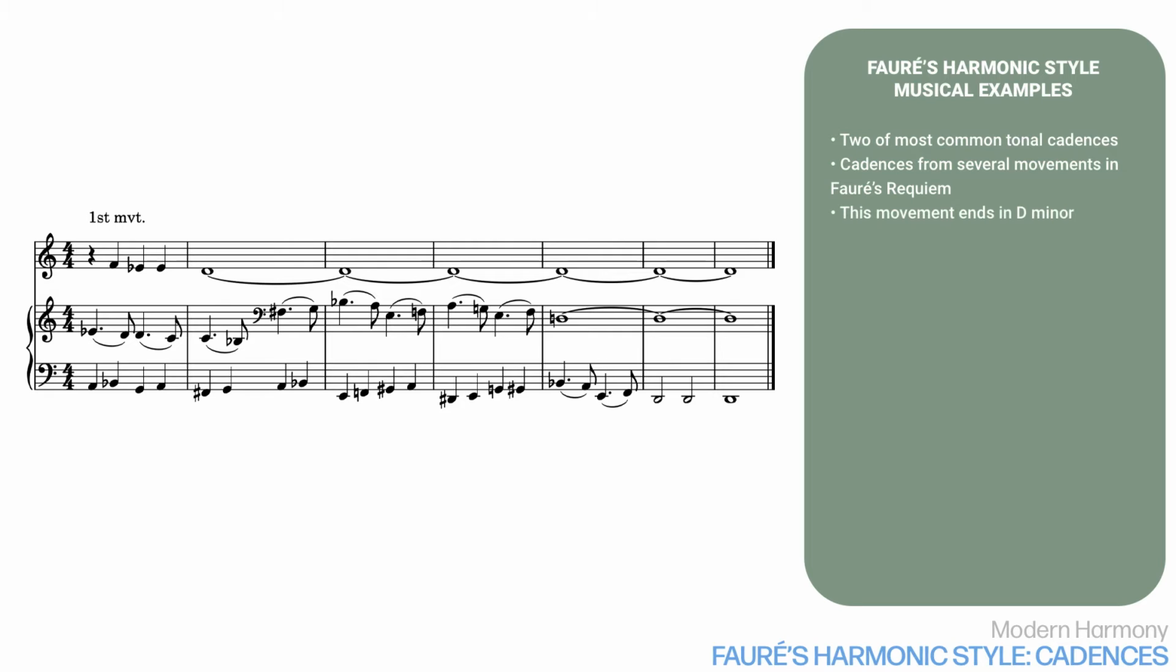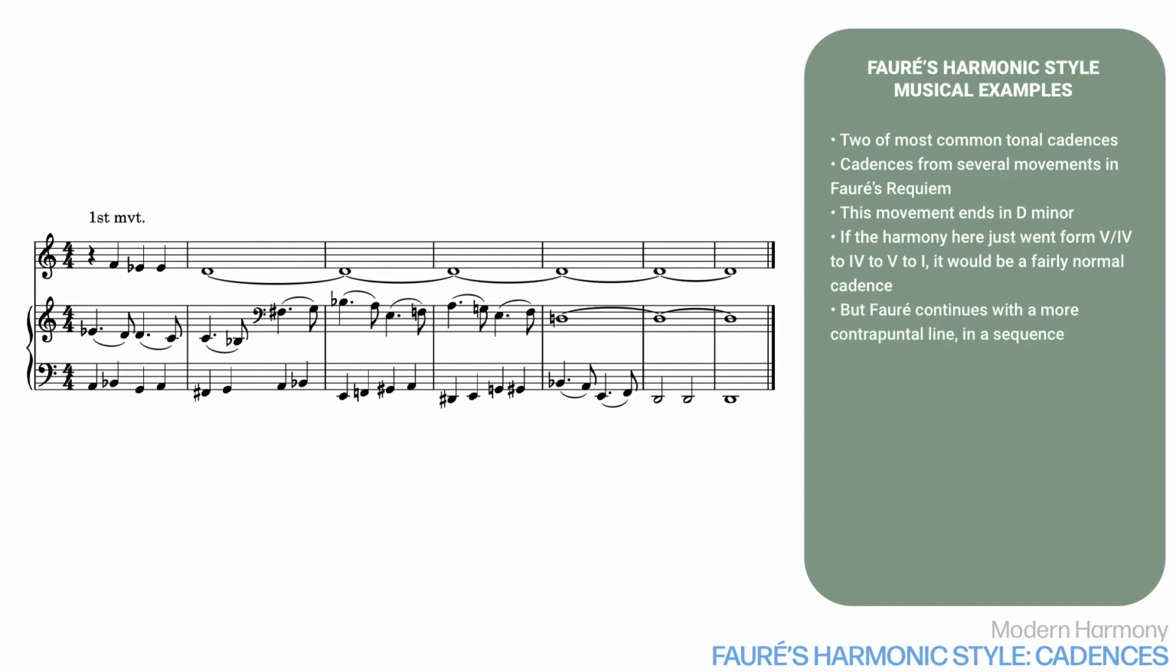This movement ends in D minor, but notice how it's approached. The melody goes down from F to E flat to D. The bass line in the first bar could be from any number of classical works, but when the second bar arrives, the tonic is inverted, and it has an F sharp, making it sound like a 5 of 4. Now, if the harmony here just went from 5 of 4 to 4 to 5 to 1, it would be a fairly normal cadence. Before he continues with a more contrapuntal line in a sequence.